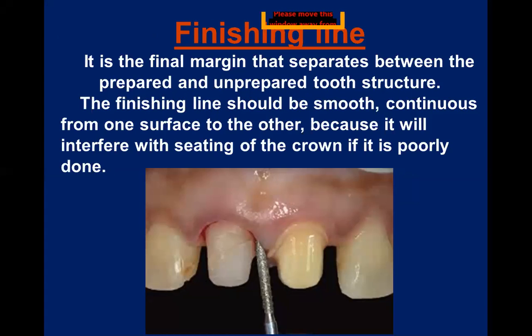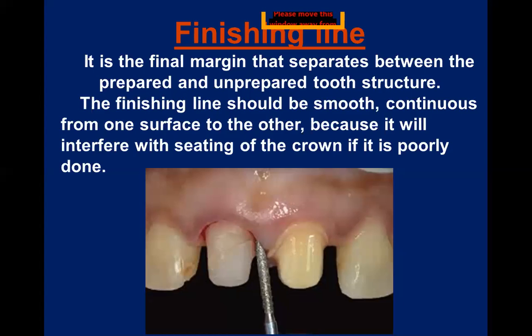This junction is going to separate between the cut part of the tooth or the prepared part of the tooth and the left part, which is unprepared or sound tooth structure. So it is really a demarcation between two parts of the abutment tooth. This finishing line must have the following properties. It must be smooth, it is not irregular, and it must be continuous from one surface to the other.